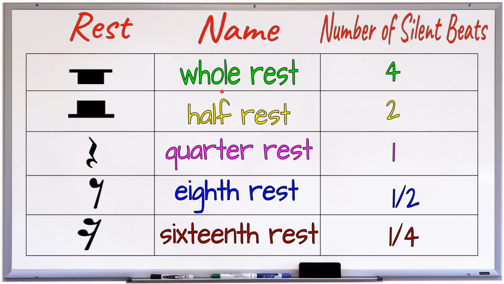Again, let's name them again. This is a whole rest. It has 4 silent beats. This one, half rest. It has 2 silent beats. This is a quarter rest, and it has 1 silent beat. This is an eighth rest, and it has 1/2 silent beat. For this one, it's a 16th rest. It has 1/4 silent beat.